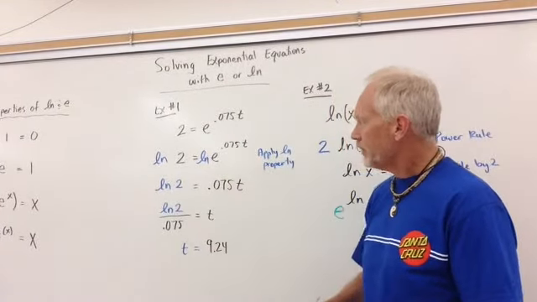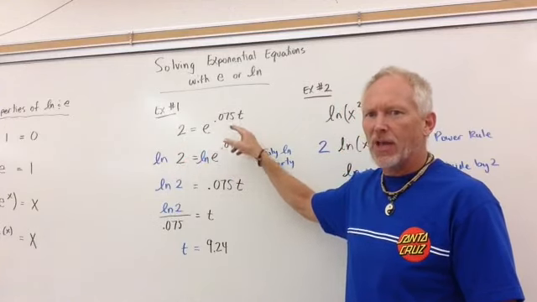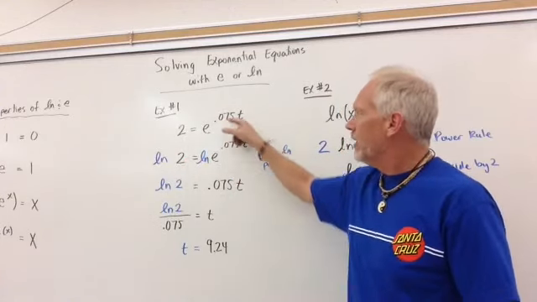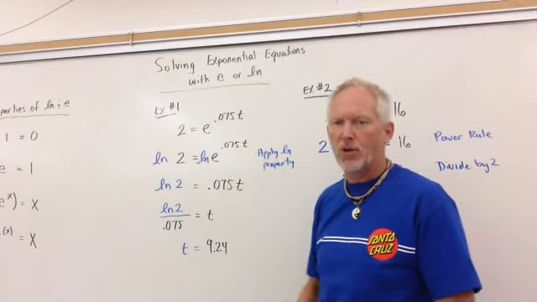Example number 1. 2 is equal to e to the 0.075t. So again, t is in the exponential area, and so that's why we need to use logarithms.